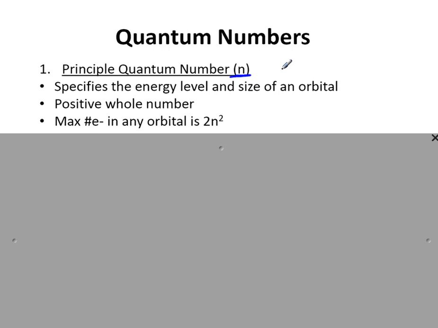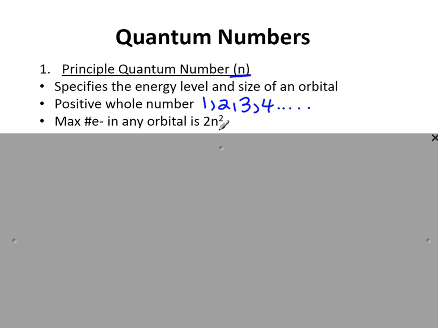It's a lowercase n. This tells you the specific energy level and size of an orbital. It has to be a positive whole number, so it starts at 1 and goes 2, 3, 4, and so on. So this number will always be a whole number and a positive number, not 0. You can also use this number to figure out how many electrons can be held in a particular type of orbital in any energy level.